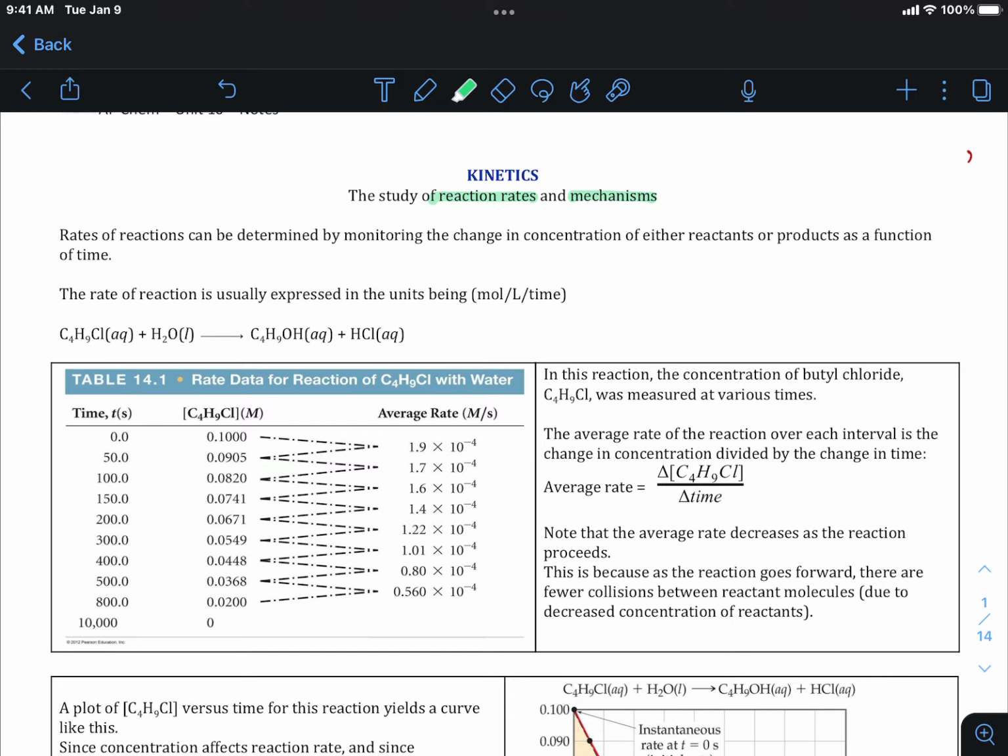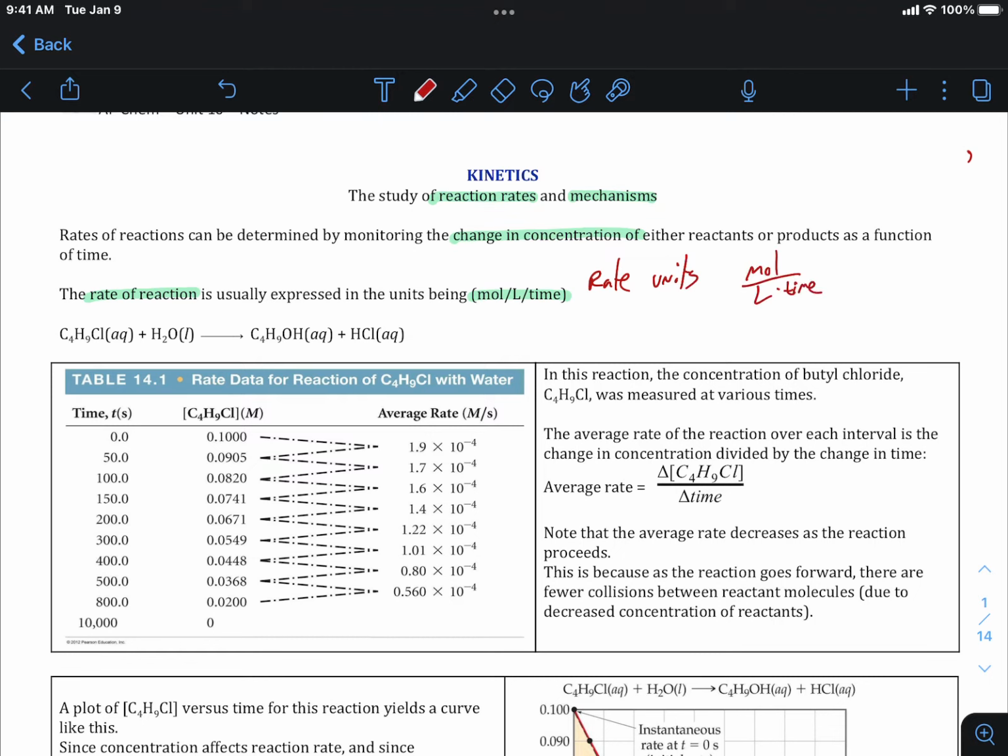So first off, a chemical reaction rate is determined by monitoring the change in concentration of either the reactants or the products as a function of time, right? So time is important here in this unit. That being said, the rate of the reaction is usually expressed in units of moles per liter per unit time.